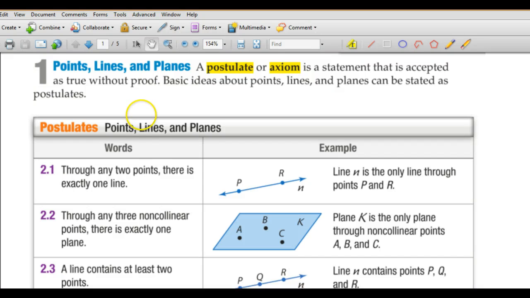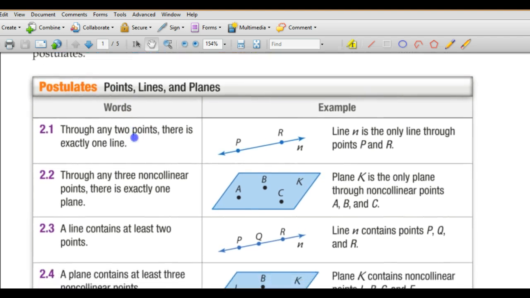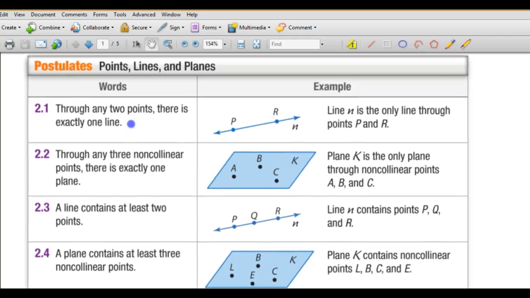Okay, this is section 2.5 called Postulates and Paragraph Proofs. So to begin, we have a couple of definitions. A postulate, also known as an axiom, is a statement that is accepted as true without proof. Basic ideas about points, lines, and planes can be stated as postulates. So in this section, we're going to be taking a look at the point, line, and plane postulates.